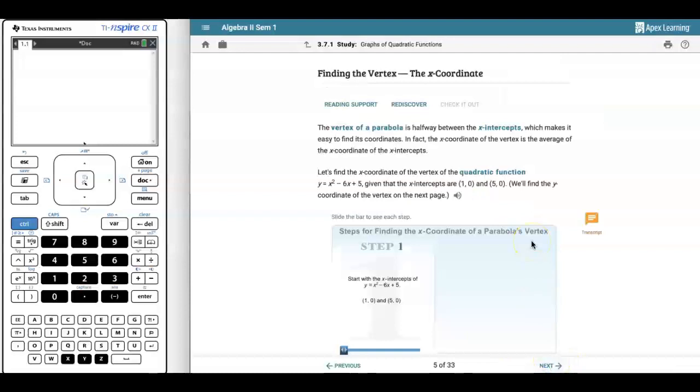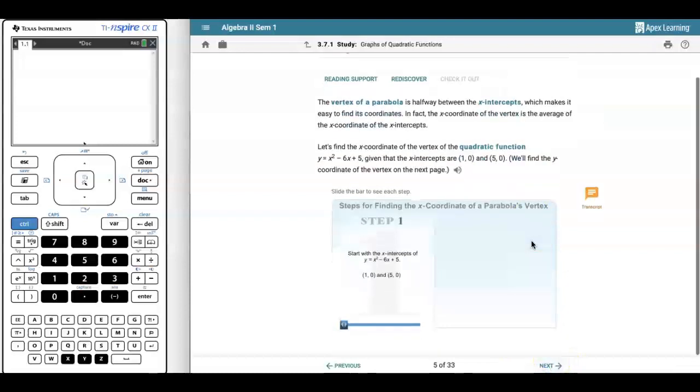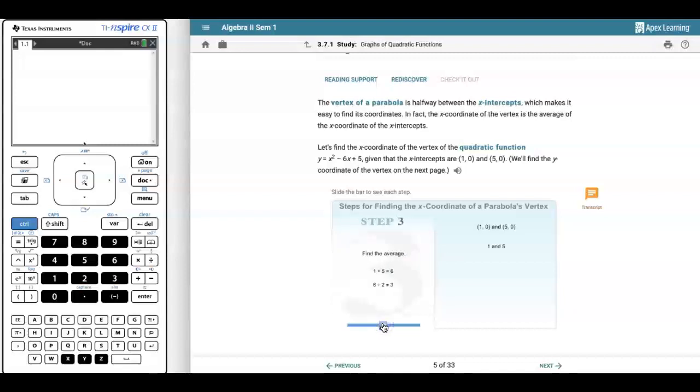Mathematically, what that would look like: we start with our equation and we factor it, we use our zero product rule, and we end up getting our x-intercepts. I've got one at 1, 0 and 5, 0. We then identify the x coordinates, so just 1 and 5.